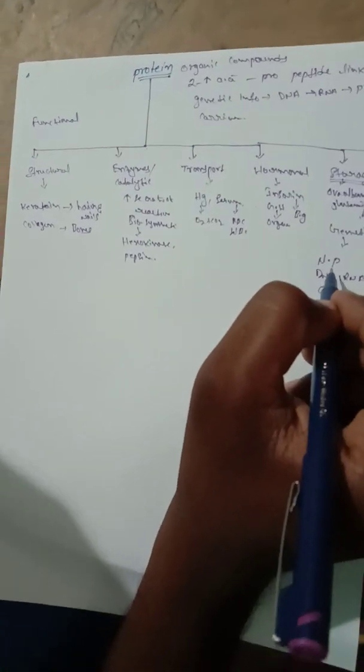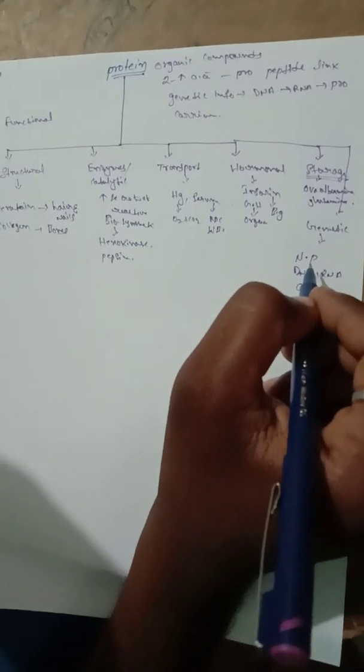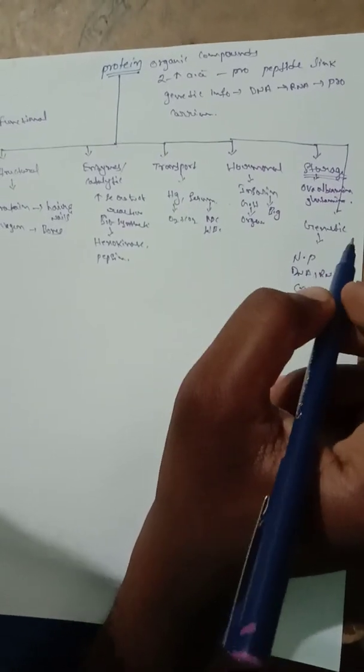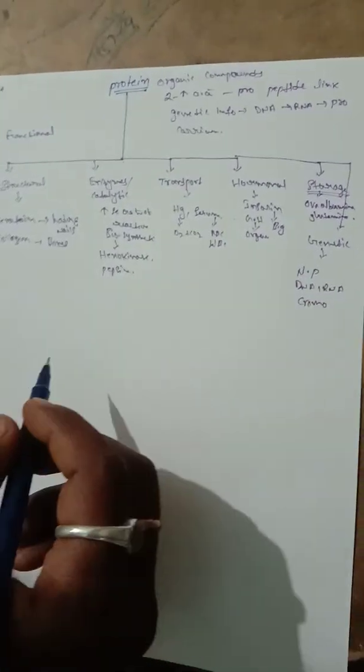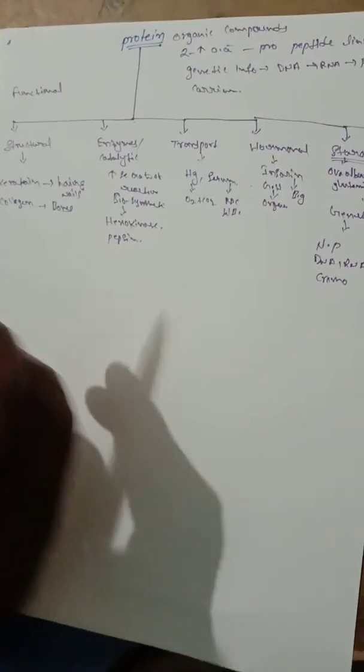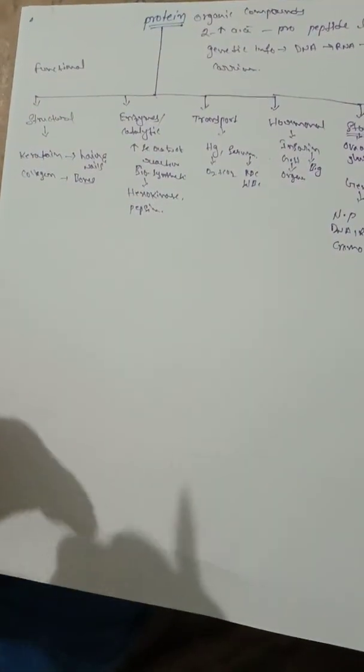These are involved in the synthesis of proteins. DNA converts to RNA, RNA converts to proteins. So that is called genetic proteins. So the protein is classified into several types depending upon the functional. And the next one, depending upon the chemical nature.